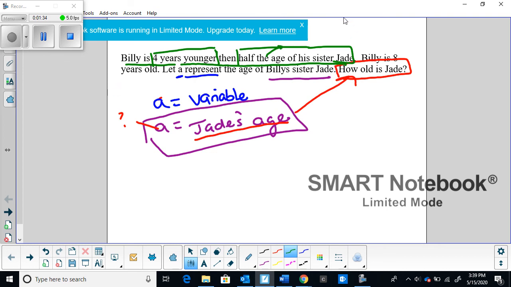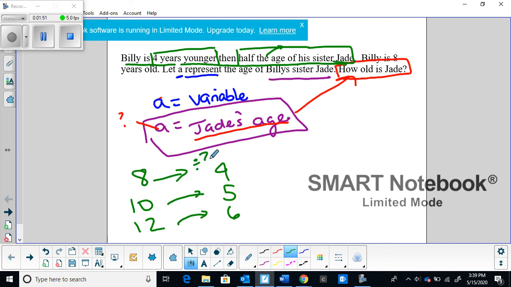Let's reason it out. If Jade is 8 years old, he's going to be half, which is 4. If she is 10 years old, he's going to be half, which is 5. If she's 12, he's going to be half, which is 6. How do we get from here to here? Well, you notice we're dividing by 2. Half, you're going to divide it into 2. So the way we represent this is we take Jade's age, divide it by 2, and that's going to give us Billy's age.